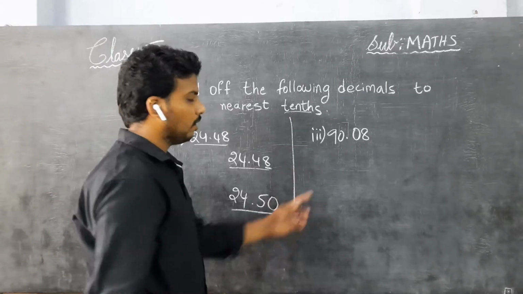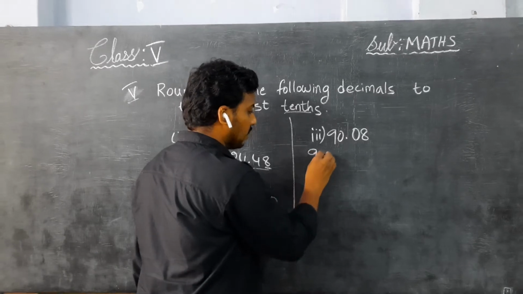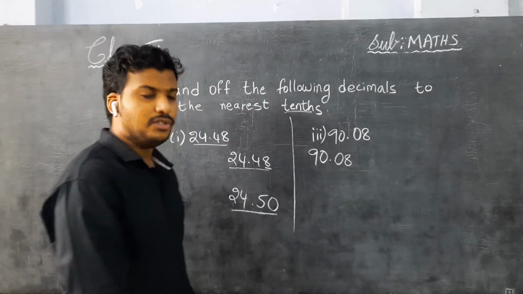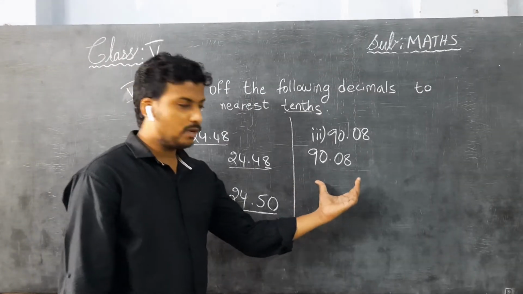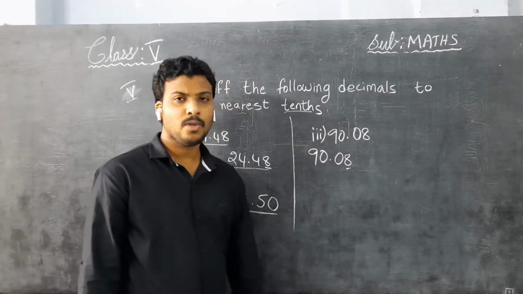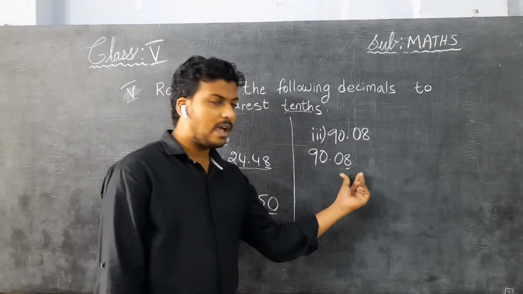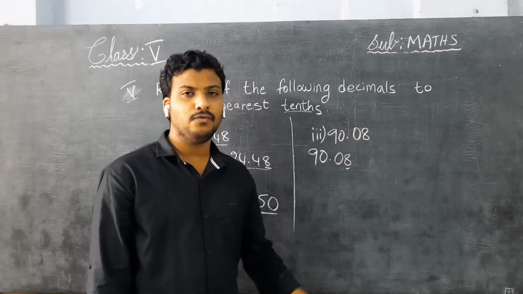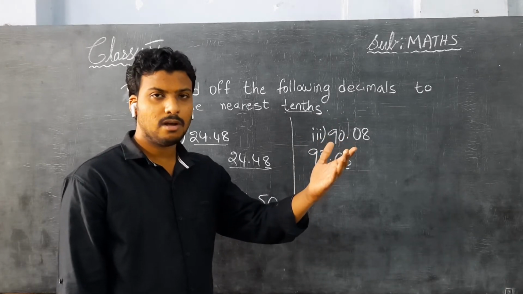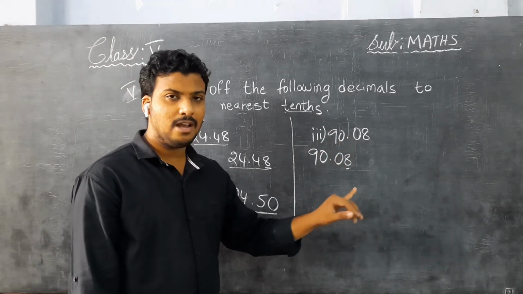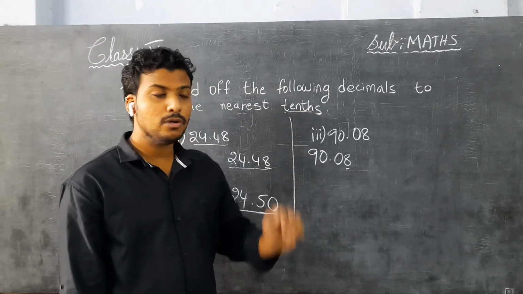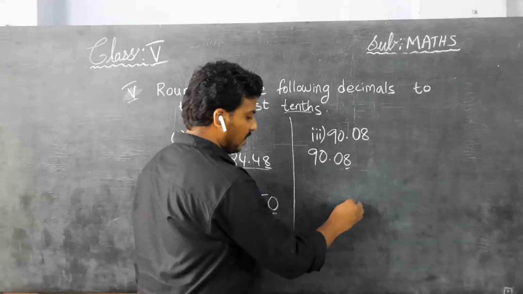Next, coming to the third one, here I am taking 90.08. Same, look here, children. In the ones place, the value is 8. Again, when you take this value 8 and compare it with the value 5, what happens? Will it be less or more? Understand, children? When compared with 5, the value 8 is more or less? More. So in the place of 8, I am writing 0.